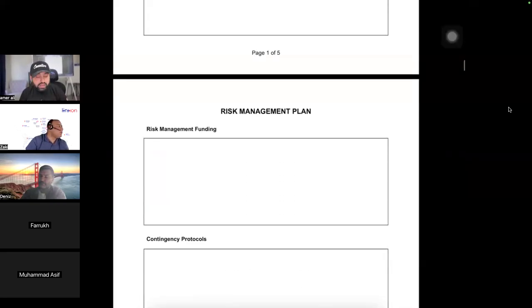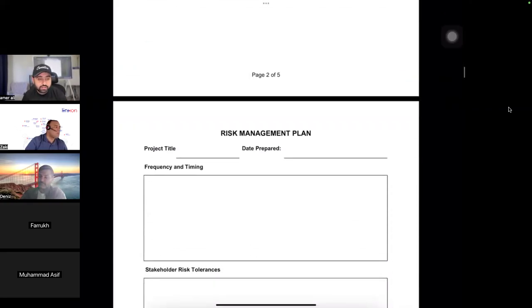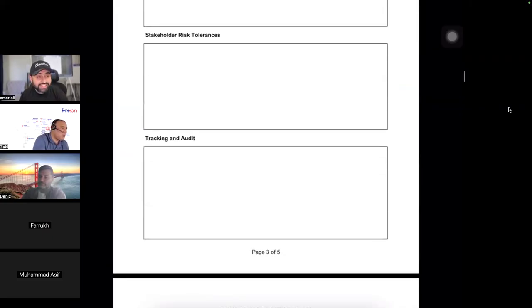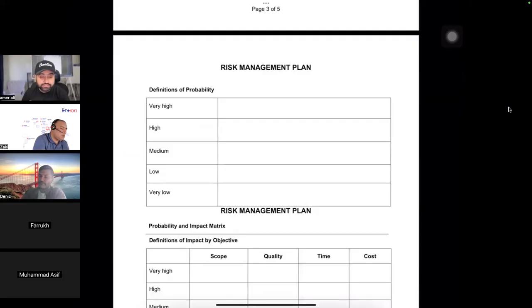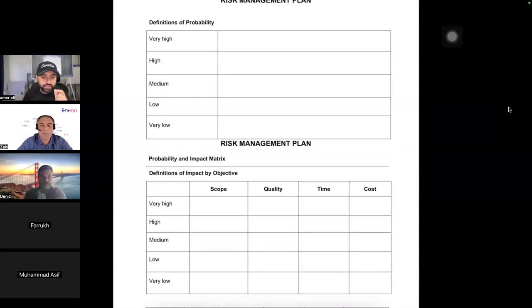Okay. It will have how you are going to fund the risk, how you are going to give contingency and management reserves, how contingencies will be handled, when you are going to review the risk management plan and risk report, when you are going to do audits. Very important: stakeholder risk appetite and risk tolerance will be there. How you are going to track and audit the process. Then the definitions: what does very high mean? What does low mean? What does medium mean? This is defined in the risk management plan, which we are going to use later in the qualitative risk assessment.